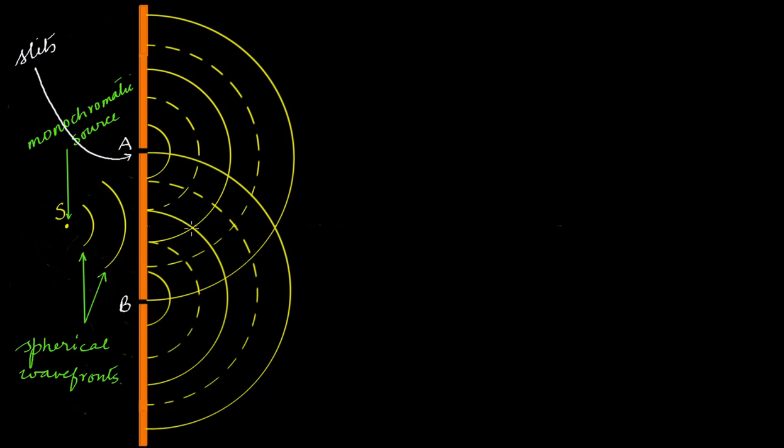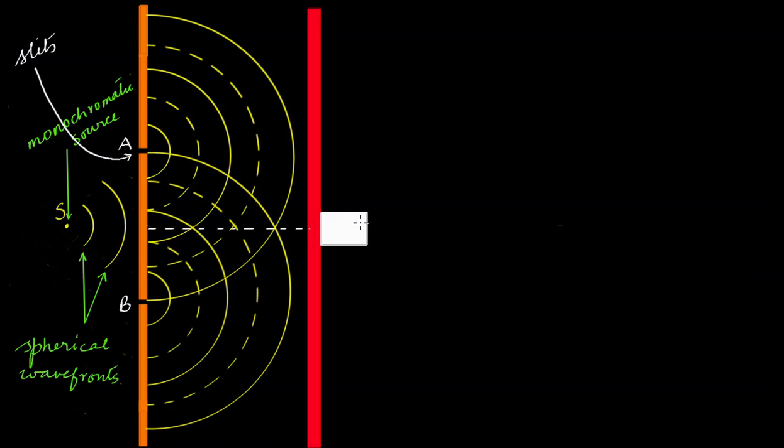Similarly here, crest and crest are meeting at this point. So along this line, you will get constructive interference, and therefore you will get a bright point on the screen. This is the screen, the red color screen. So this point at the center, in the middle of the screen, is due to constructive interference, and therefore it is a bright point. Got it? I have given a white color just to indicate that it is a bright point.